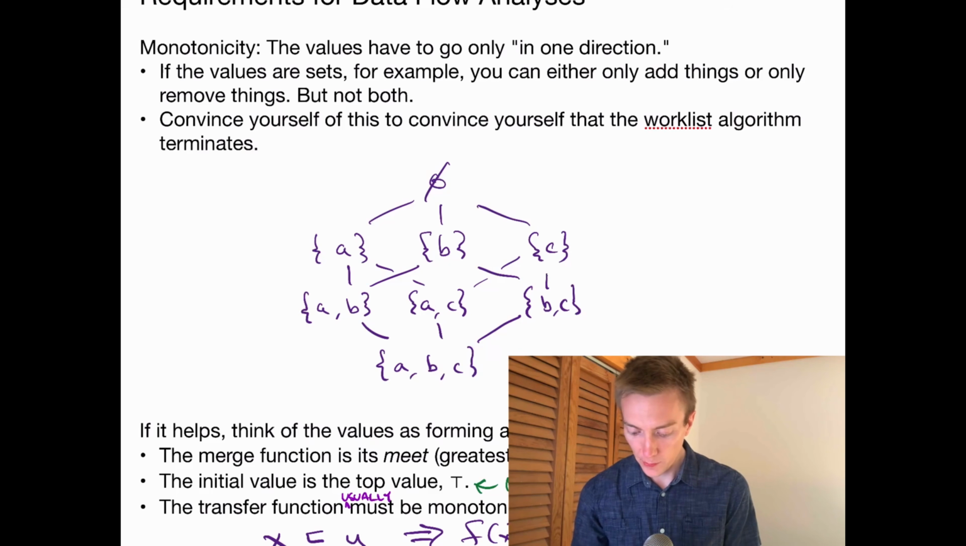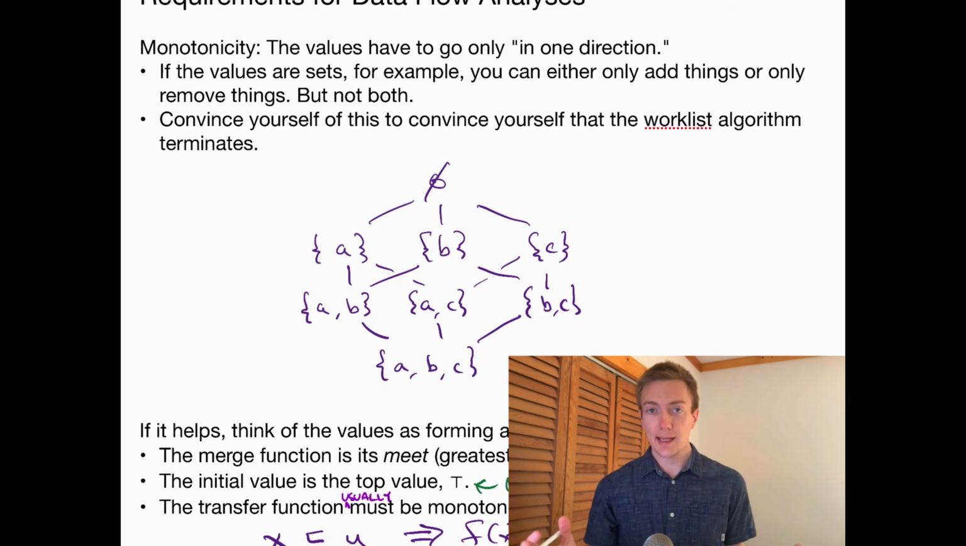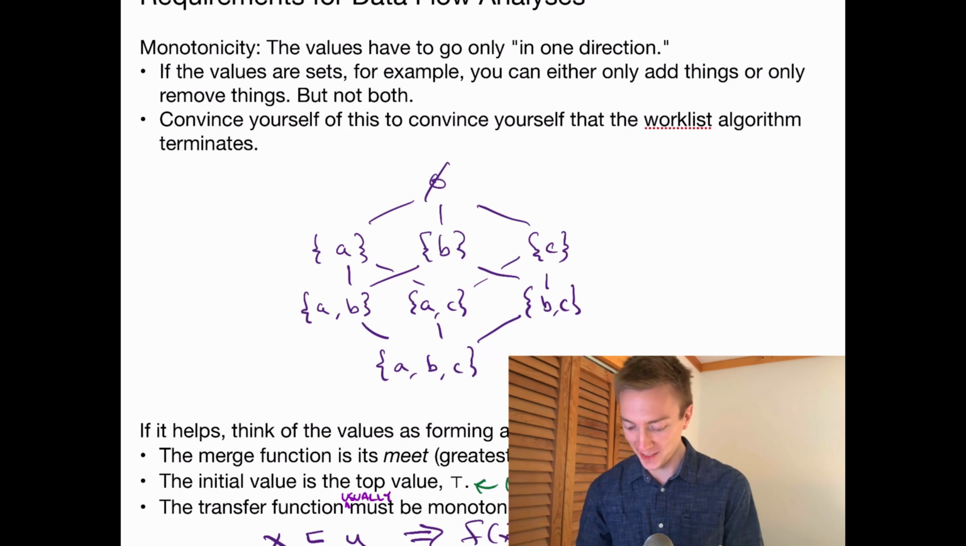By which I mean that if you have an ordering between x and y, then applying the transfer function to x and applying the transfer function to y should preserve that ordering. So x ordered with respect to y implies that f of x is ordered with respect to f of y. If you do that, then you have satisfied the requirements of data flow, and you're guaranteed to get a correct answer and for the algorithm to terminate and give you that correct answer.